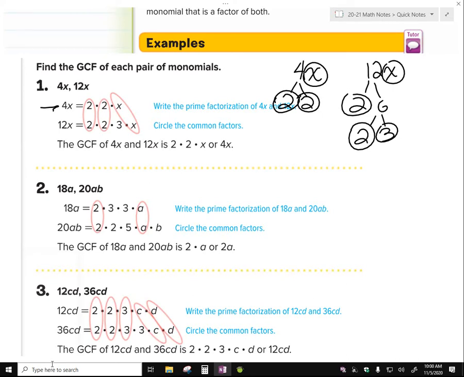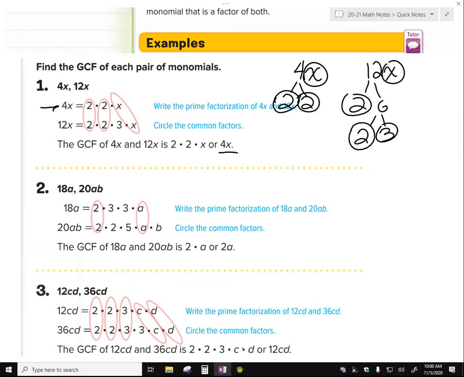There's 2's that are shared. There's another set of 2's that are shared, and also it shares an x. So to find the GCF of those two monomials, you multiply one of the 2's times another one of the 2's, and you multiply it by the x. So it comes out to be 2 times 2 times x, or simplified, 4x.